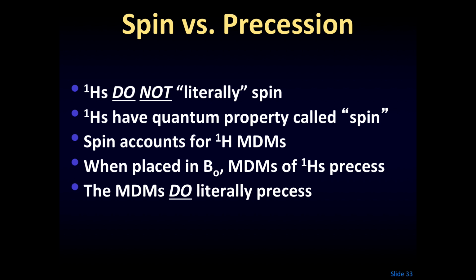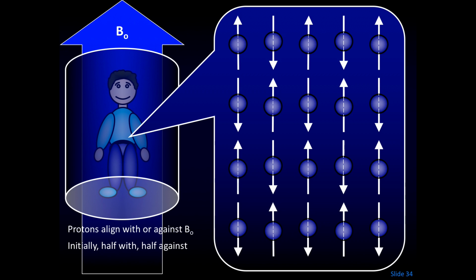Protons do not literally have spin. They're not literally spinning around their equator. They have a quantum mechanical property called spin. The spin is what accounts for the magnetic dipole moments. When placed in magnetic fields, the magnetic dipole moments precess, and this is a physical process. So the precession is a physical process, the spin is a quantum mechanical process.